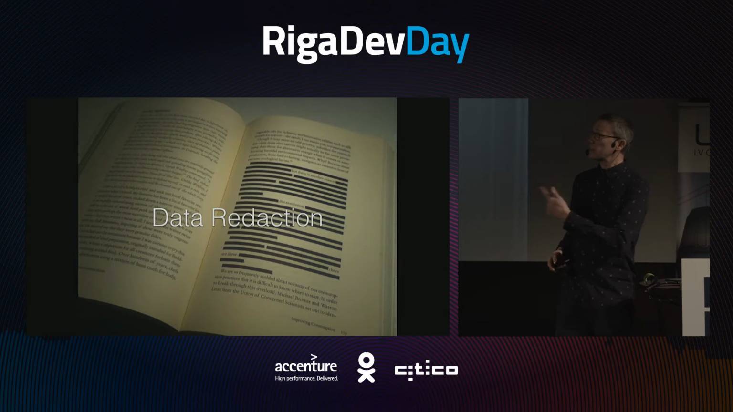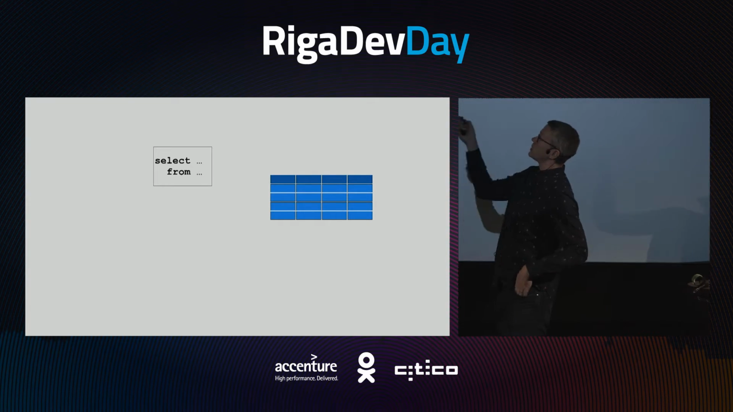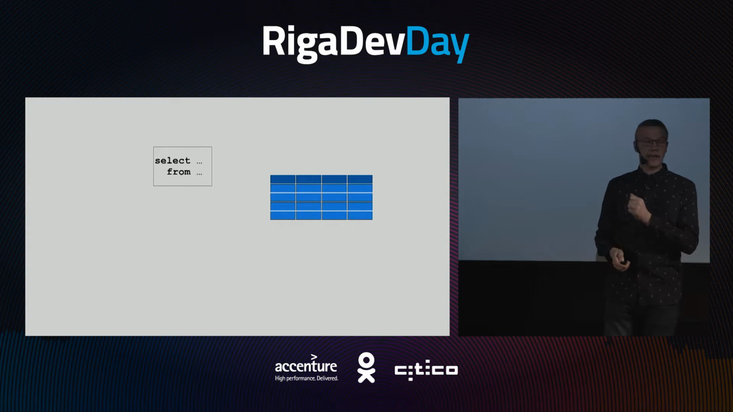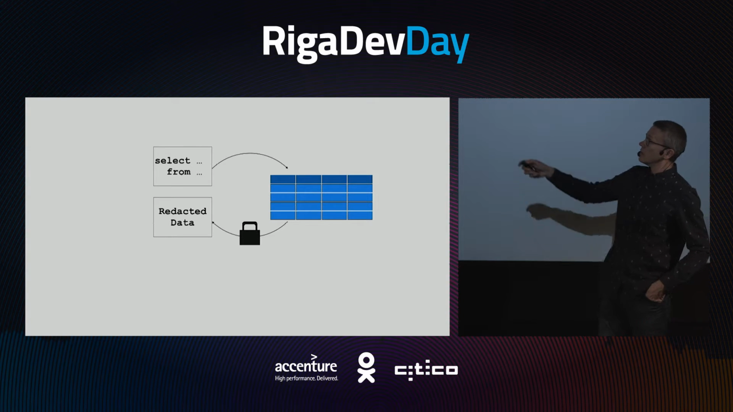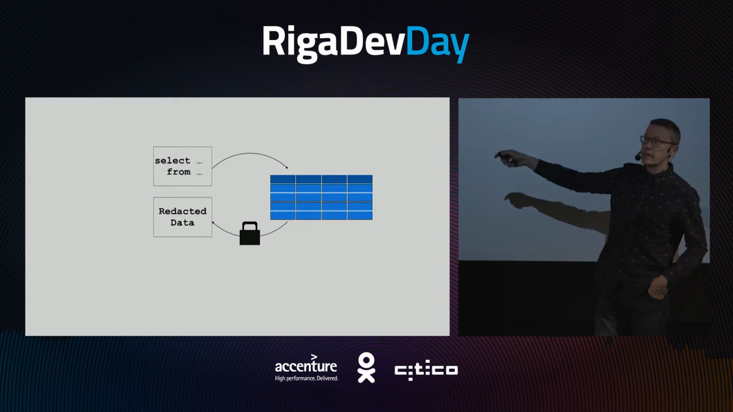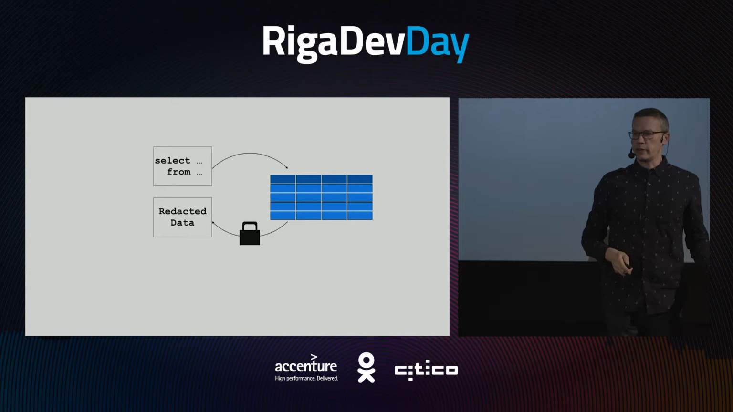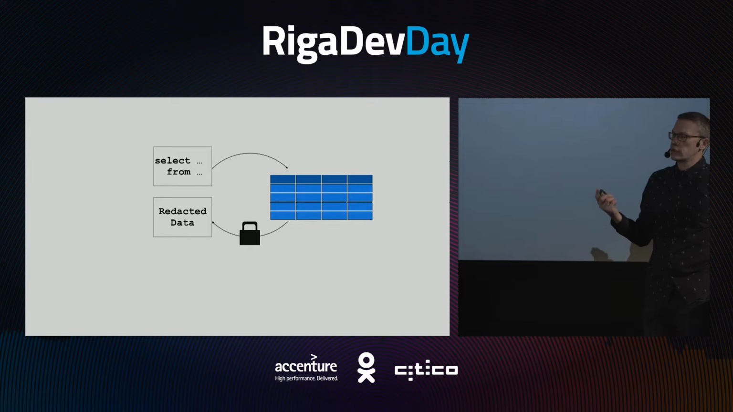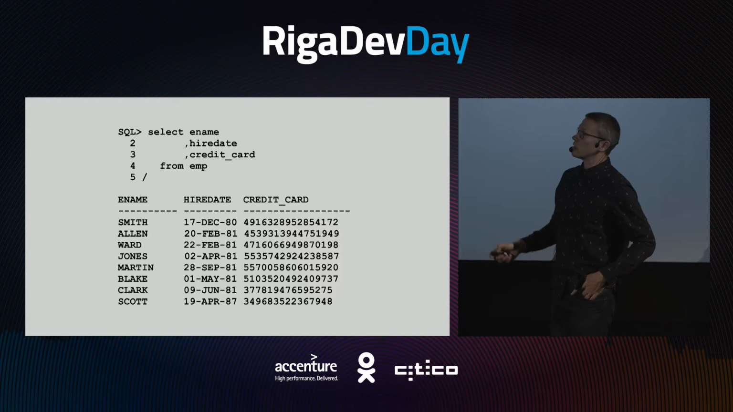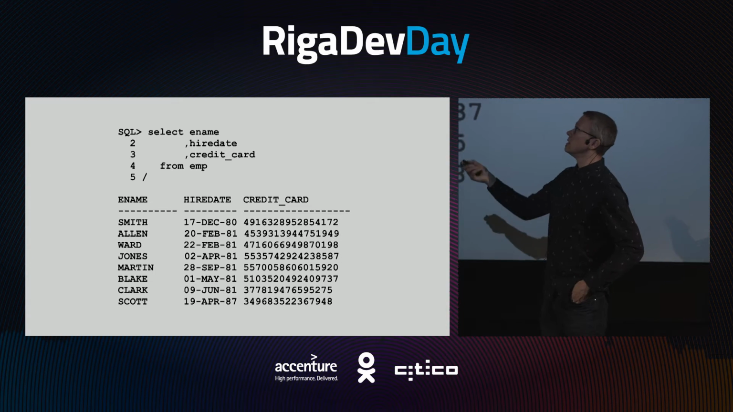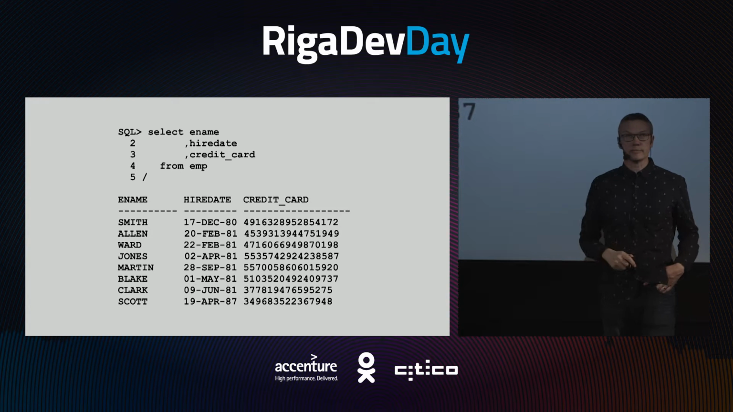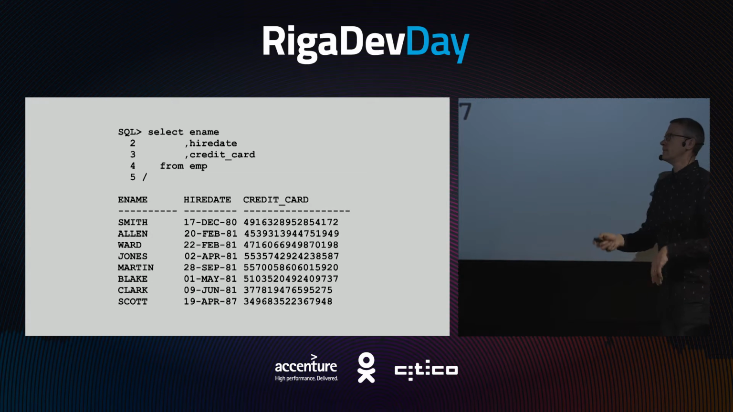Small side step. What does data redaction do? Say you have a table, and you select from that table. You get the data, it redacts the data, and basically obscures some of it. Which data you obscure, you do with a special package. For the data I'm going to show this on, I created an extra column, credit card, in the EMP table. Everybody knows EMP, right? And it has all the credit card information.